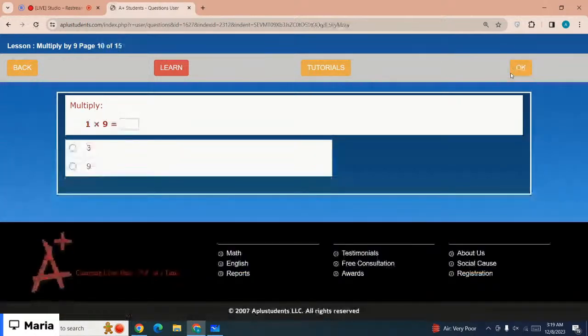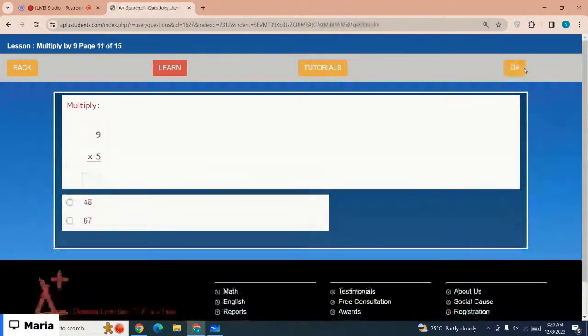The next one is 1 times 9, which is the correct option? Very good. 1 times 9 equals 9. So the correct option is 9. Okay, you can complete the lesson by yourself later today, right? Let's just move on to the next one.